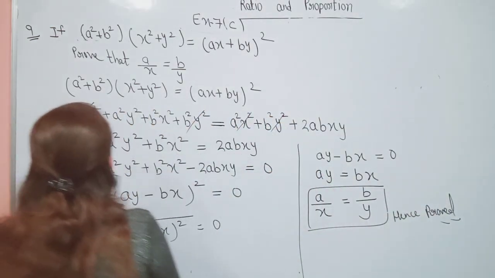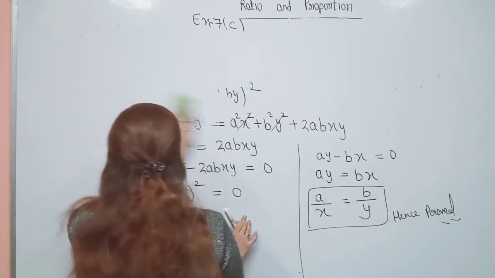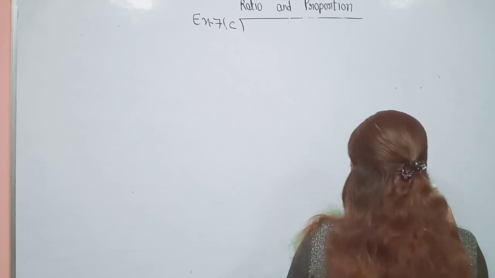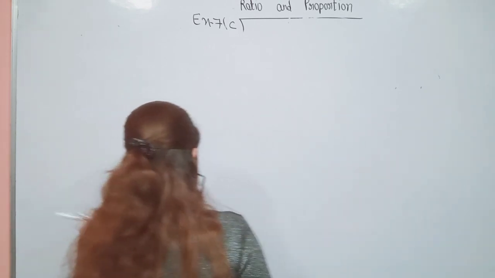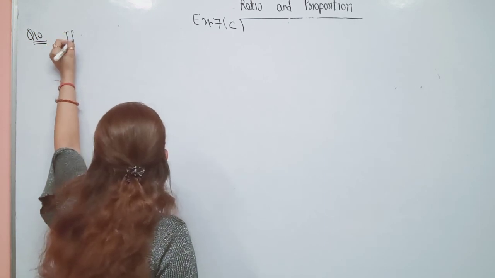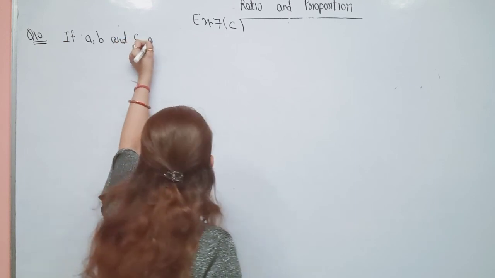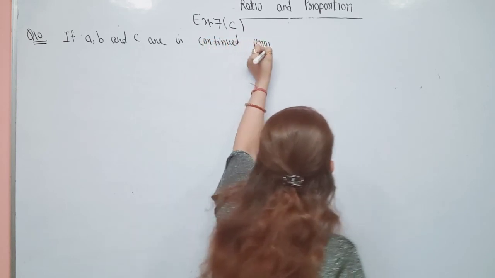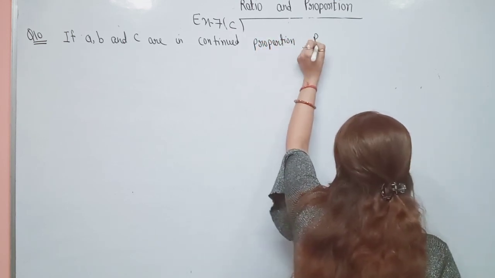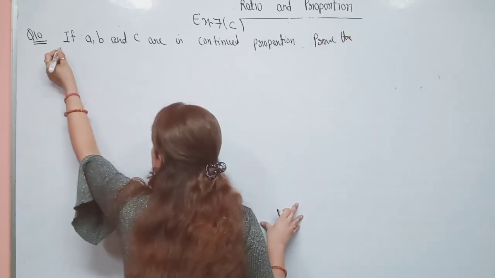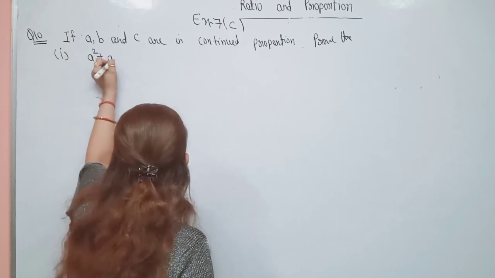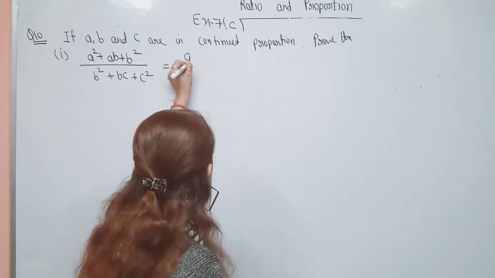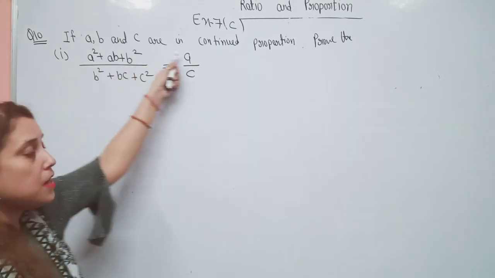Now question number 10, first part. If A, B and C are in continued proportion, prove that (A square plus AB plus B square) upon (B square plus BC plus C square) is equal to A upon C. Okay, it is given beta, A, B and C are in continued proportion.